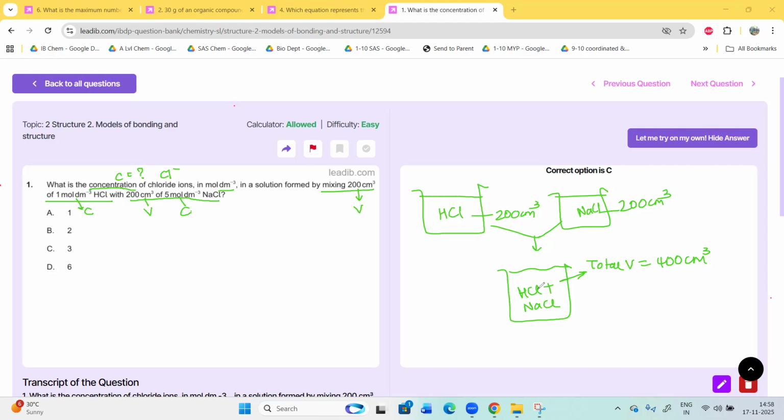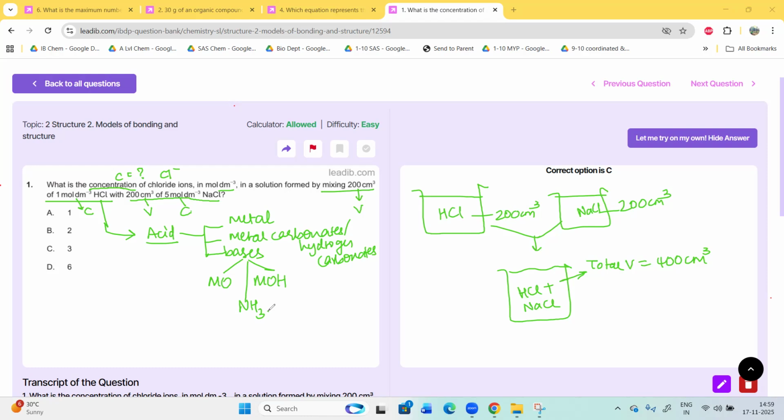Second thing, you have to look whether there's a chemical reaction or no reaction. So the substances they're mixing, do they react or don't react? How do you check that? HCl is an acid, hydrochloric acid. Acid only reacts with three things. Acid reacts with metals, or carbonates, like metal carbonates, or hydrogen carbonates. And the third thing acid reacts with is bases. And bases are nothing but either your metal oxide or your metal hydroxide or ammonia, NH3. So only these are the categories for acid reactions.